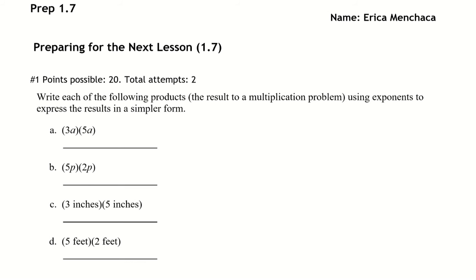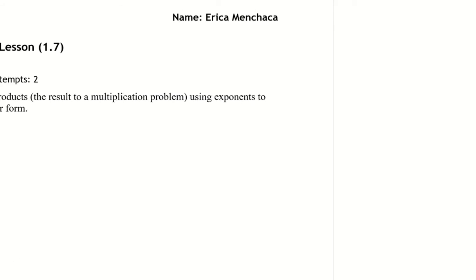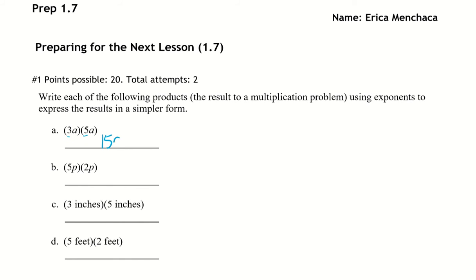Prep for 1.7, we're starting to look at more algebra, so some expressions, some multiplying. Here we have 3a times 5a. We'll multiply the numbers or the coefficients first, so 3 times 5 is 15. And then a times a, there's two a's, so we're going to square it. So it'll be a squared.